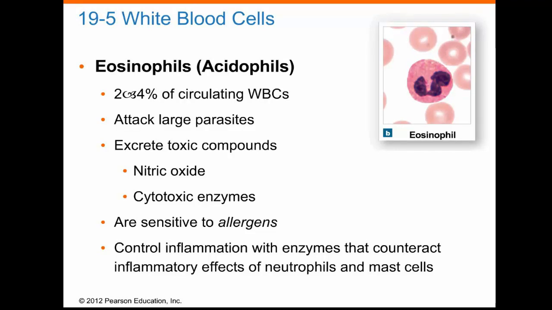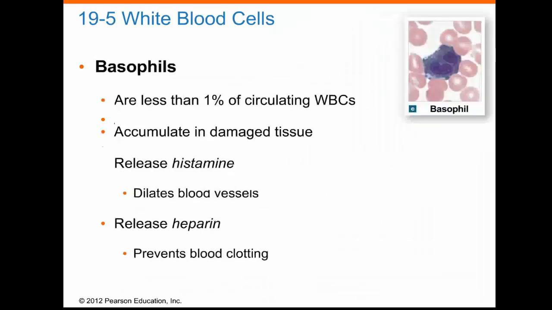Then we have the eosinophils, which are also called acidophils, and they stain red. About 2 to 4% of circulating white blood cells are eosinophils, so much less compared to neutrophils. They attack large parasites, living things like worms, and they excrete toxic compounds such as nitric oxide and cytotoxic enzymes. They're sensitive to allergens. They help control inflammation with enzymes that counteract the inflammatory effects of neutrophils and mast cells, so they're important in the inflammatory response.